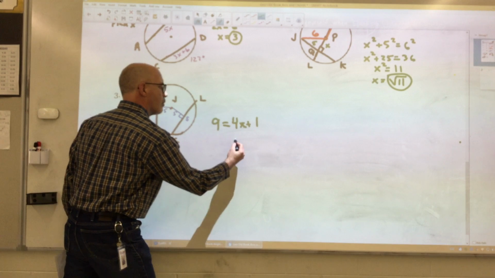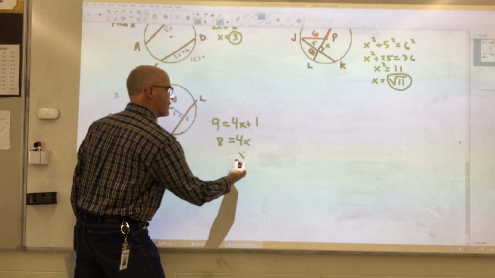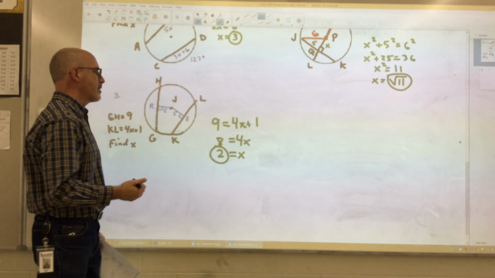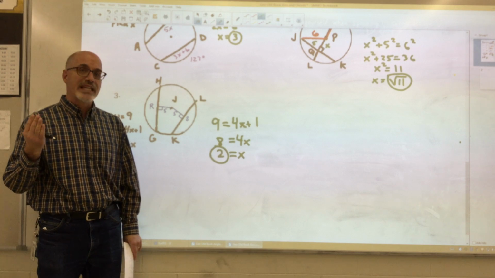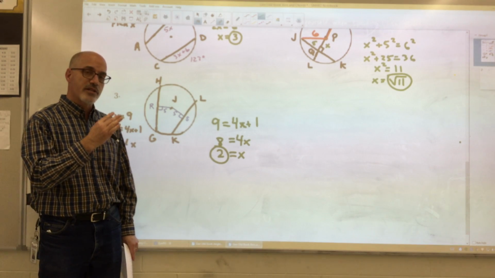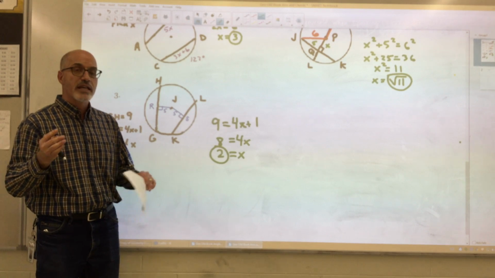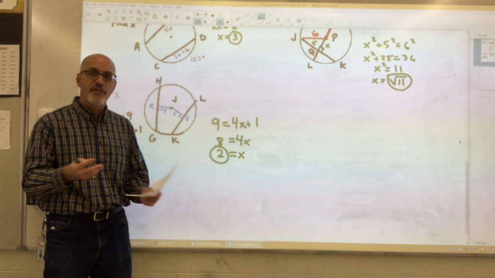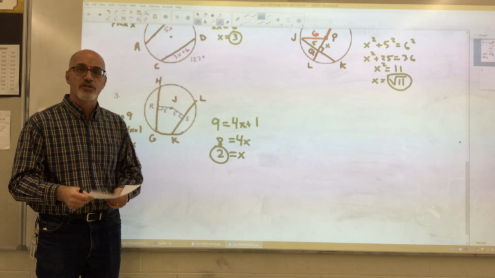Solve by subtracting 1 from both sides. You get 4x equal to 8. Divide by 4 and you get x equal to 2 for the answer. So solving problems involves, in this case, trying to relate the chords to the arcs. Sometimes you'll have congruent chords, sometimes congruent arcs. Sometimes you'll want to draw in a radius and then relate all that information in to solve problems given the information in the circle.